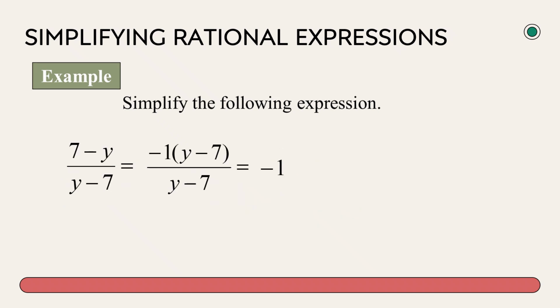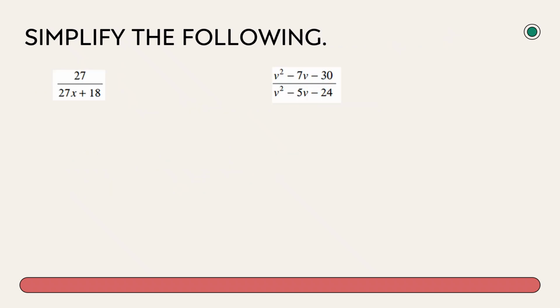Now, simplify the following expression like this one, 7 minus y over y minus 7. So, you noticed that the positions of 7 and y are reversed. So, all you have to do is multiply it by negative 1 so we can reverse them. So, negative 1 times y minus 7. So, when you make the denominator the same, you need to multiply it by negative 1. So, we have y minus 7. So, cancel this out. What remains is negative 1. Okay, negative 1.